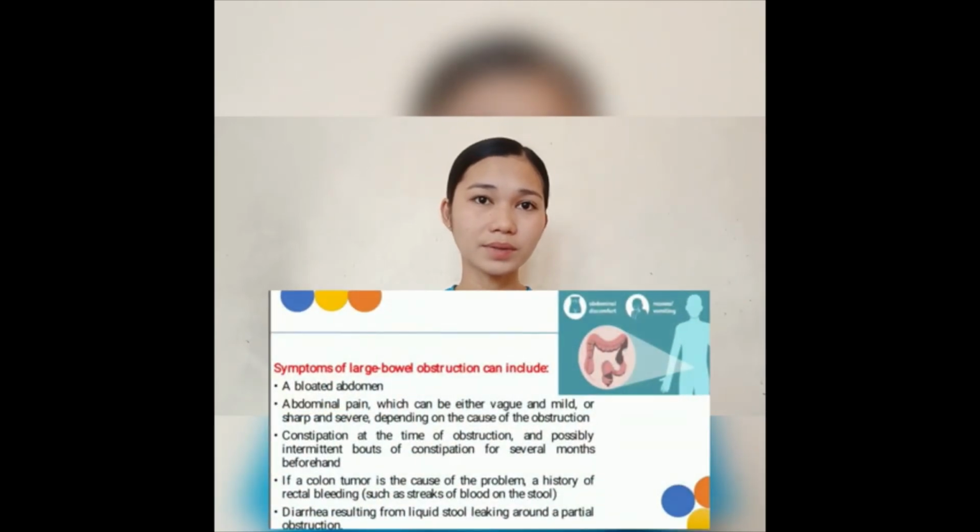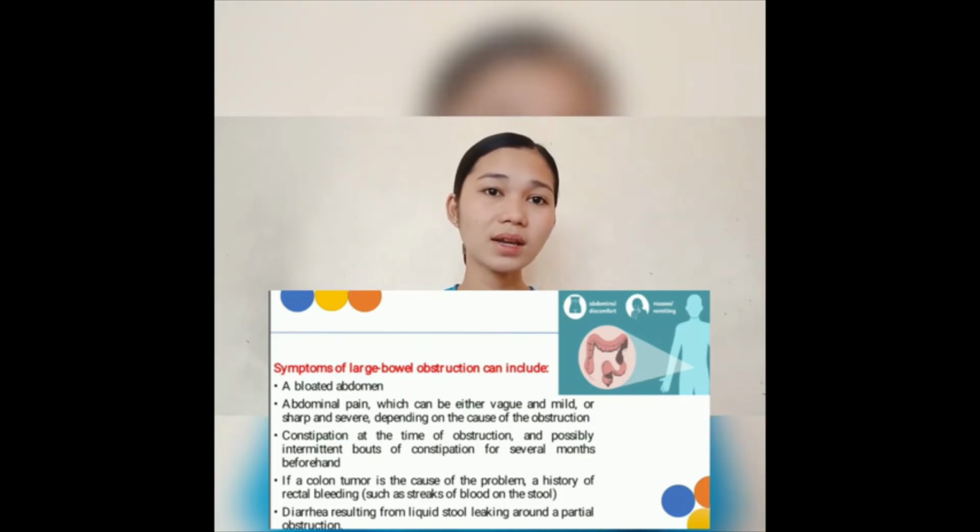Next are the symptoms of large bowel obstruction. These include a bloated abdomen, abdominal pain which can be either vague and mild, or sharp and severe, depending on the cause of the obstruction, constipation at the time of obstruction, and possibly intermittent bouts of constipation for several months beforehand. If a colon tumor is the cause of the problem, a history of rectal bleeding such as streaks of blood on the stool may be found.